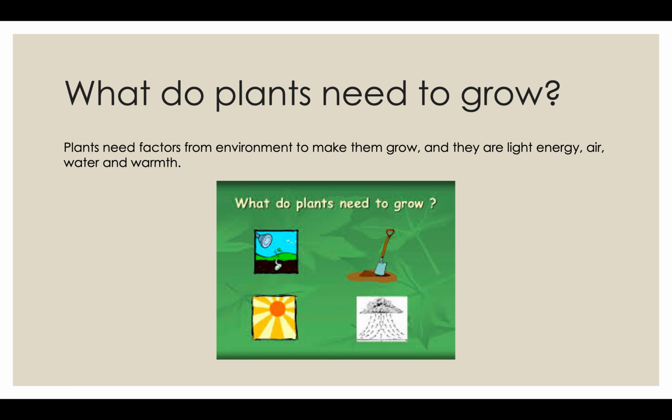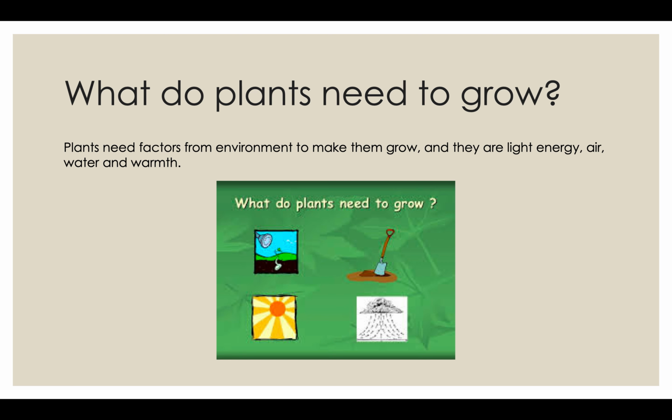So we said seeds need air, water, and warmth. Plants need light energy, air, water, and warmth. So basically the same things, but you add light energy to it. Okay? Plants need factors from the environment to help them grow. And the factors plants need are, like I mentioned, light energy, air, water, and warmth.